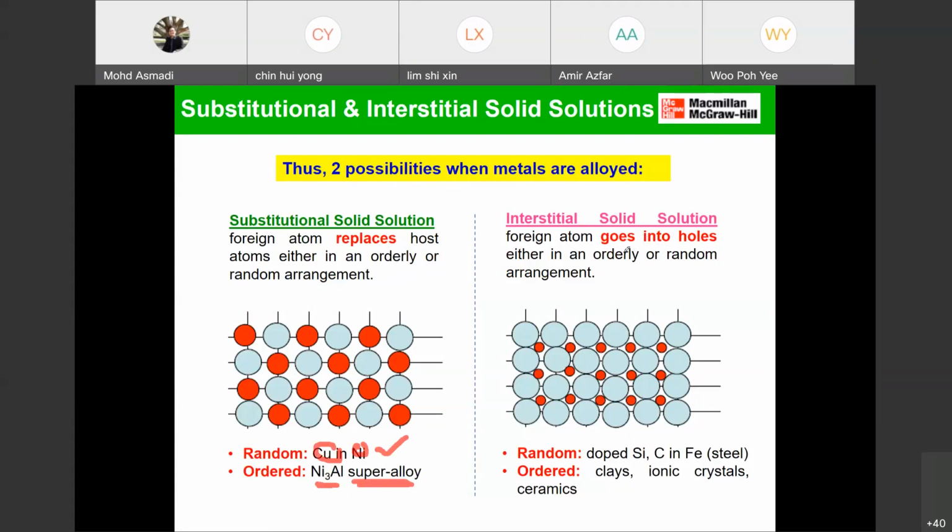While for the interstitials, they go into holes. See, this one, holes. Random, like silicon, carbon in iron. While this one is random, while ordered is clays, ionic crystals, and also ceramics. Okay, you know the difference, right?